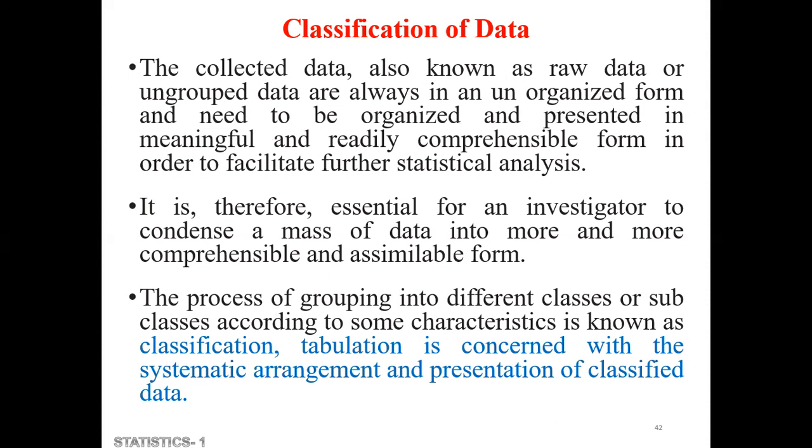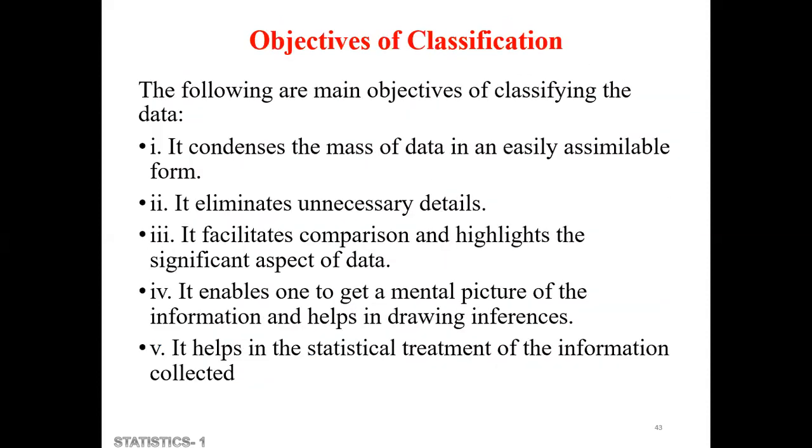It is therefore essential for the investigator to condense the mass of data into a more comprehensible and assimilable form. When you compile the mass data into a simple form, that is what we call classification of data. It is the process of grouping data into different classes or subclasses according to some characteristics. Classification and tabulation go hand in hand. Tabulation is concerned with the systematic arrangement and presentation of classified data.